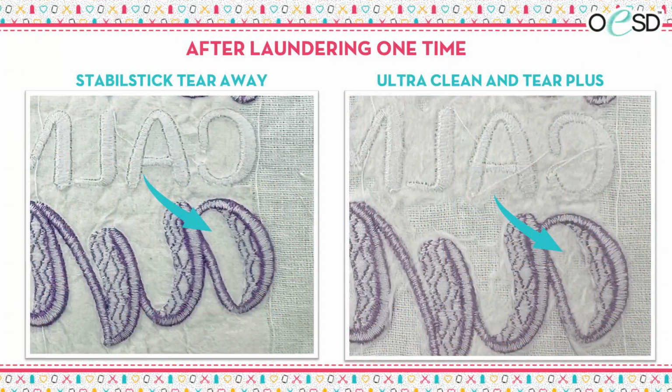Cool. So I did an experiment. And I knew this to be true, but I think it's great to see it close up. I did the same design on Stable Stick Tearaway and Ultra Clean and Tear Plus. On the Stable Stick Tearaway slide, you can see in that negative space where the arrow's pointing that there is some stabilizer there. This is after laundering. I took it out of the hoop, threw it in the wash machine, laundered one time.